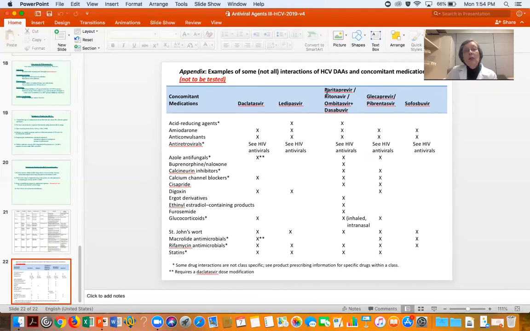Note that wherever there's a protease involved, you have a lot of interactions. And this is true for HIV proteases as well. Notice with the sofosbuvir, which is the nucleotide analog, we have fewer interactions, and sort of intermediate with the NS5A inhibitors. So just get a sense for the fact that protease inhibitors tend to have a lot of drug-drug interactions.